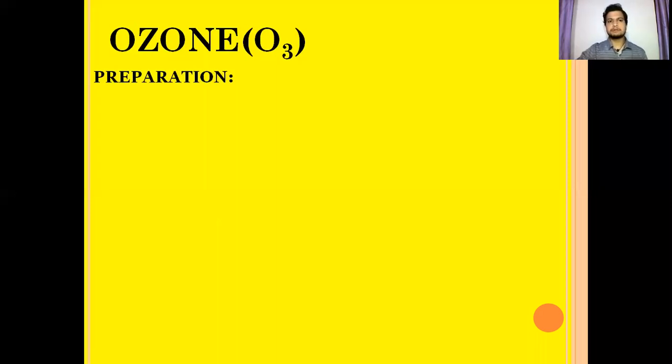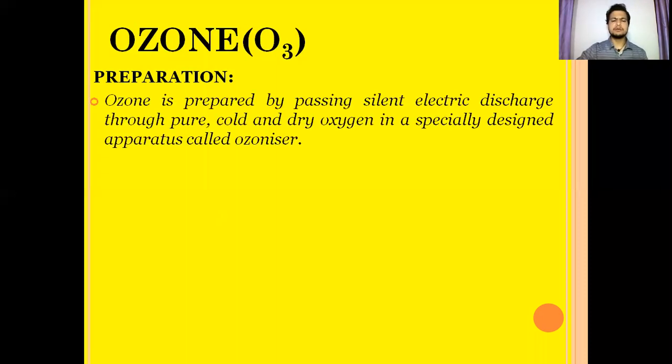So there is a specific preparation for ozone, and we need an apparatus which we call an ozonizer. Ozone is prepared by passing silent electric discharge. I'll be coming into it. What is silent electric discharge? Through pure, cold, and dry dioxygen. So you have to take oxygen.